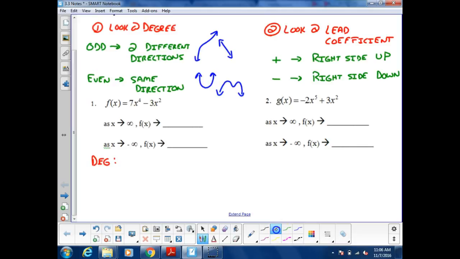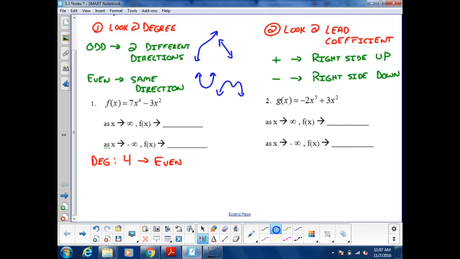What is the degree? Actual physical degree. What is it? It's what, Stephanie? It's what? You just said it. I watched your mouth move and sound come out. What is it? 4. It's 4. And is that odd or even? That's even. So the degree is actually 4, which is even. So what does that tell me? Same direction. That means that it's going to be going in the same direction. Either both sides are going to be going up, or both sides are going to be going down.